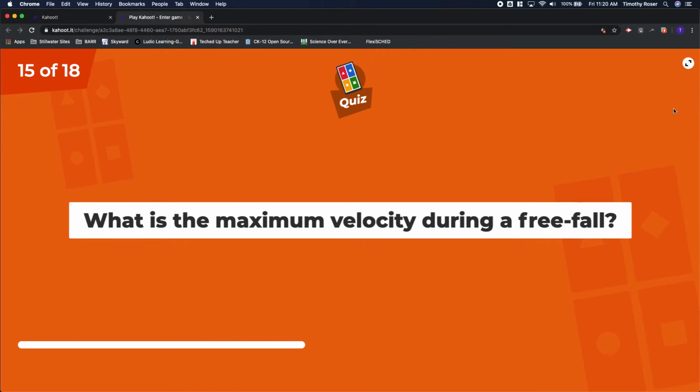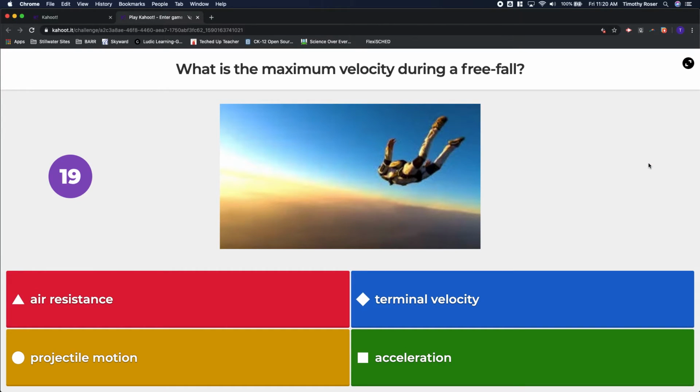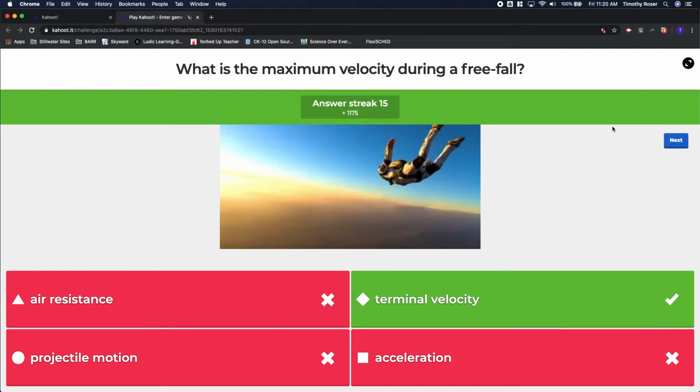All right, next up. What is the maximum velocity during a free fall? So we talked about this early on in the unit, but at a certain point you keep accelerating due to gravity, but then the friction from air resistance becomes equal and opposite to that force, resulting in what we call terminal velocity.